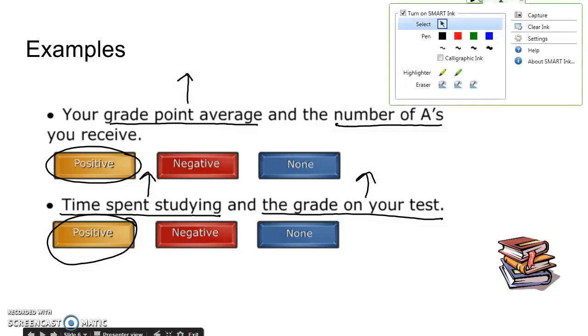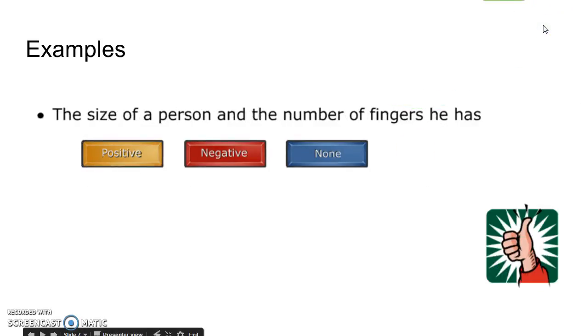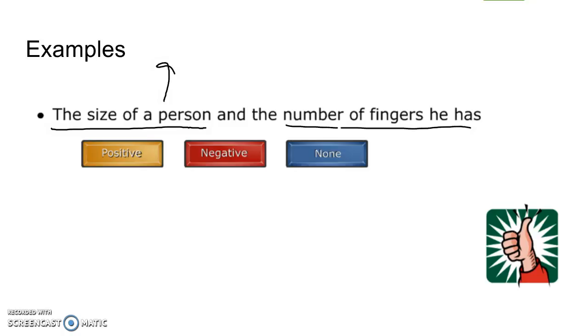Or spent studying for your test. Another example, the size of a person and the number of fingers he has. Okay, so my 2-year-old nephew is little. My dad is big. Okay? As the size of the person increases, what happens with the number of fingers they have?